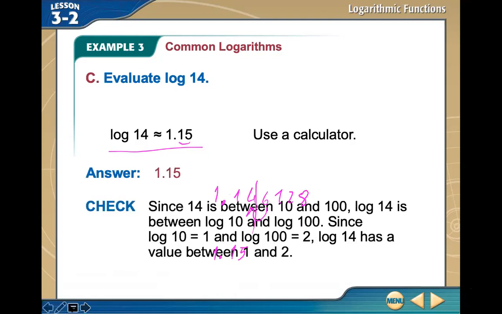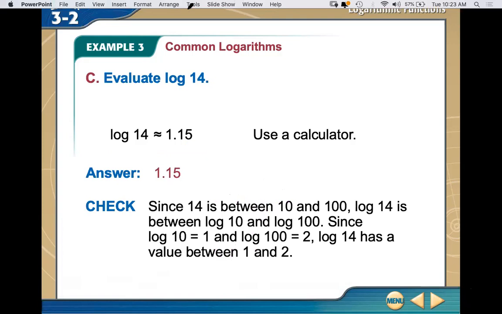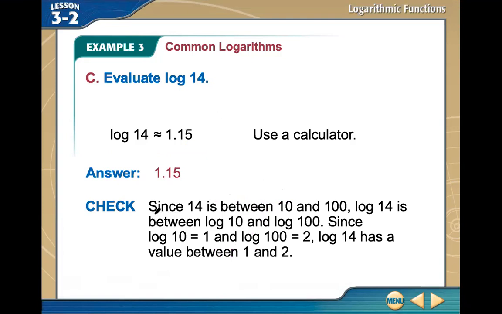What it says here, this is without calculator, approximation. So let's think now. Since 14 is between 10 and 100, let us look at this logic, ladies. Logarithm 14 can it be less than logarithm 100? And this is greater than logarithm of 10. What do you think? Can I say or not? Is it logically possible?